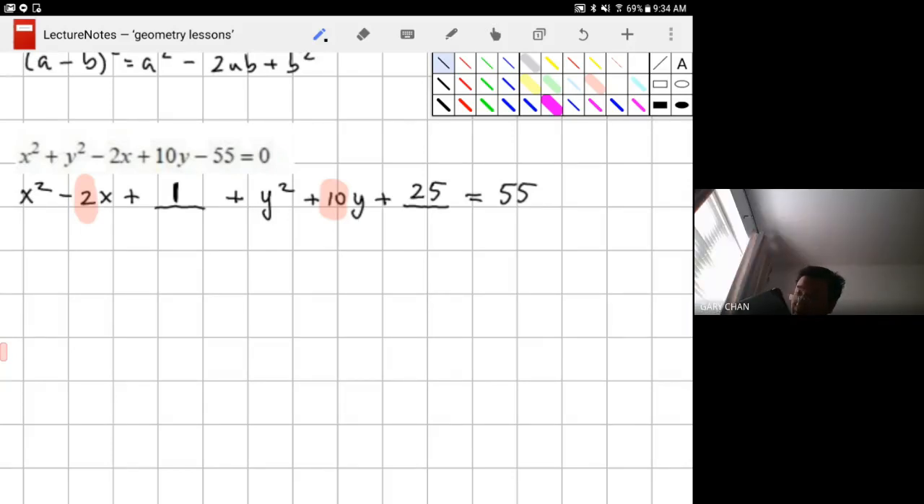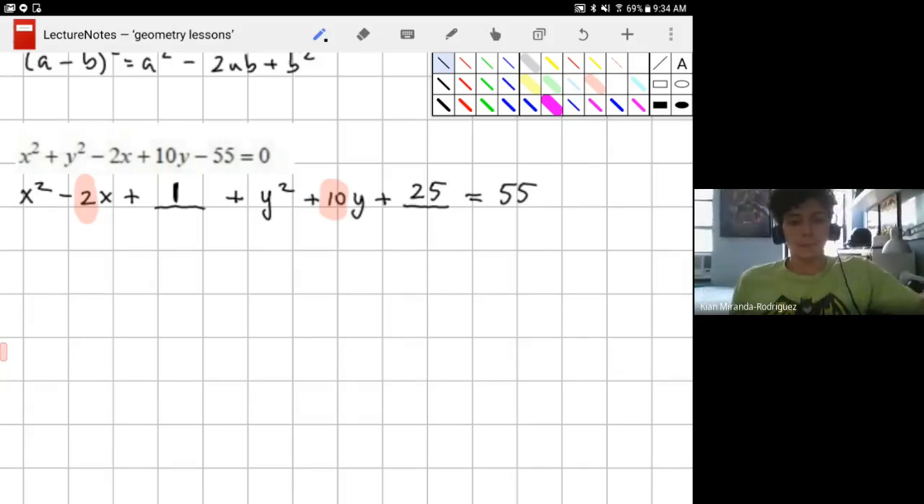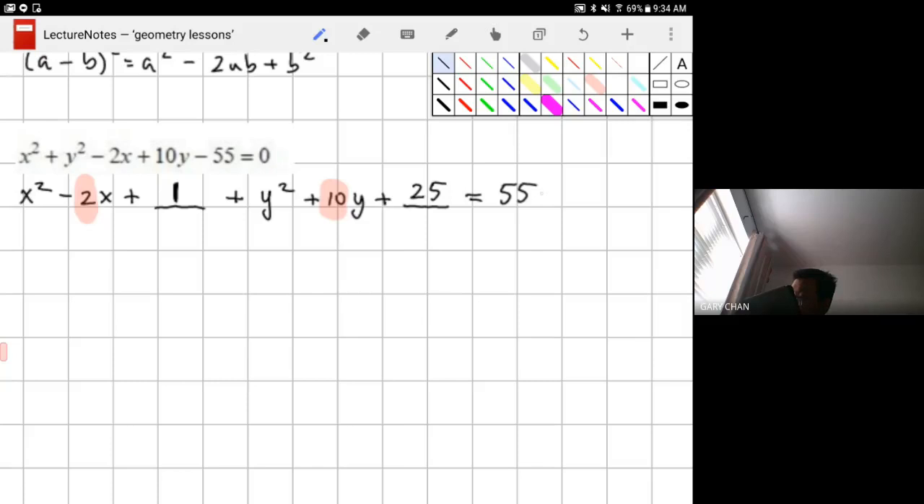That's right, Calvin. So what numbers do I have to add on the other side? 25 and 1. Thank you, Kian. So that would be 25 and 1 to the other side. So that'd be 81, right? So 55 plus 25 plus 1 indeed is 81.